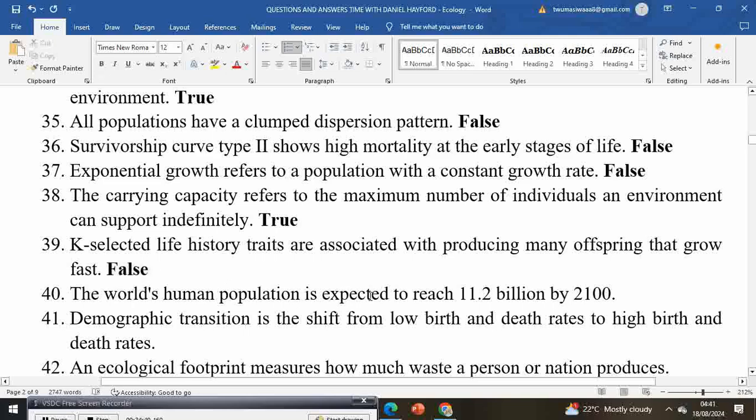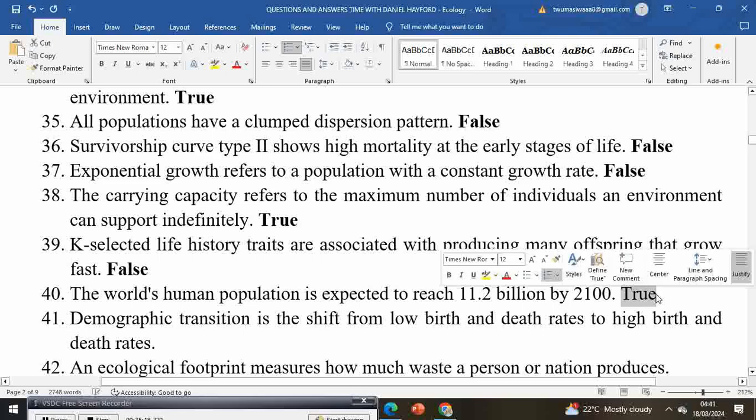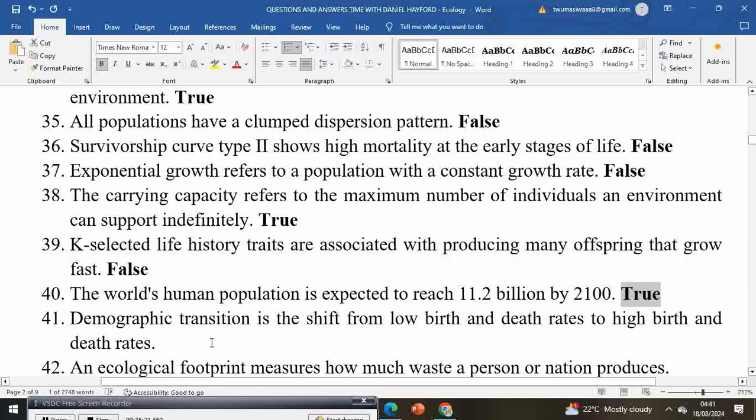Question number 40. The world's human population is expected to reach 11.2 billion by the year 2100. So this statement is true. That is the estimation by some of the authorities. That is what some authorities have estimated.